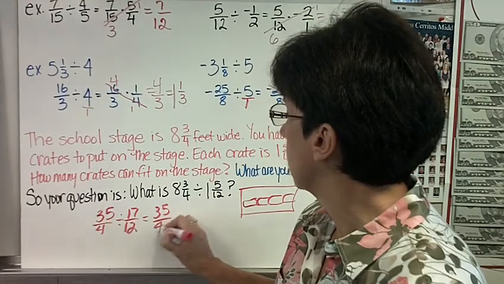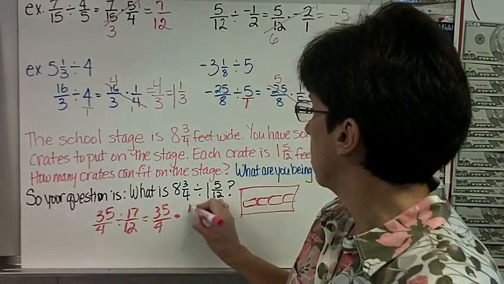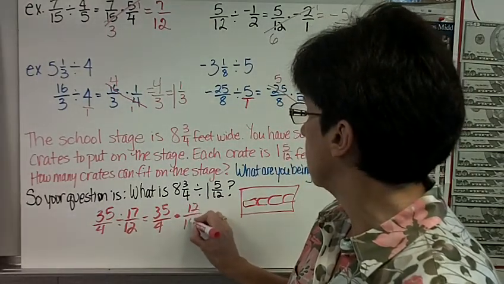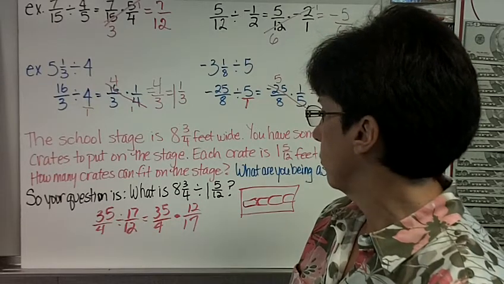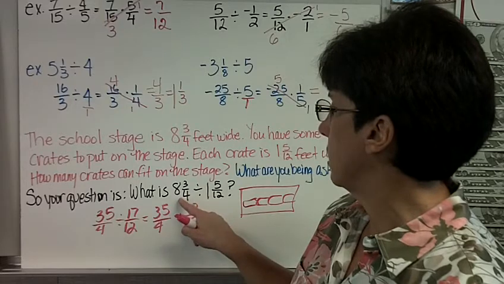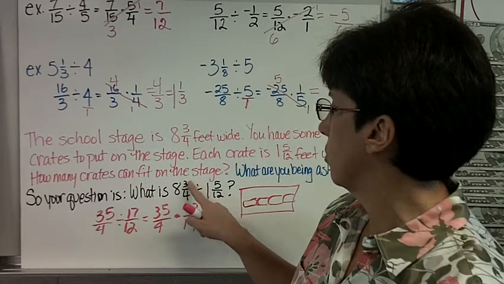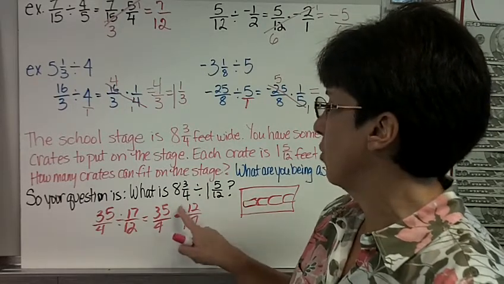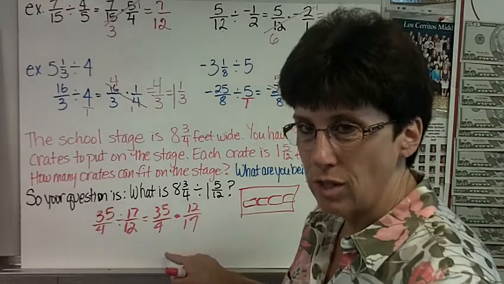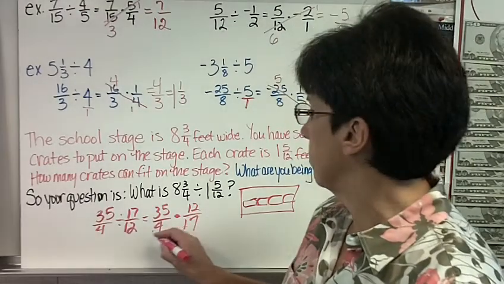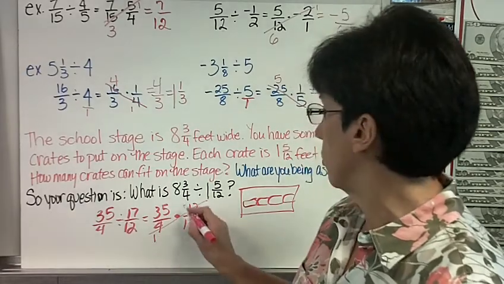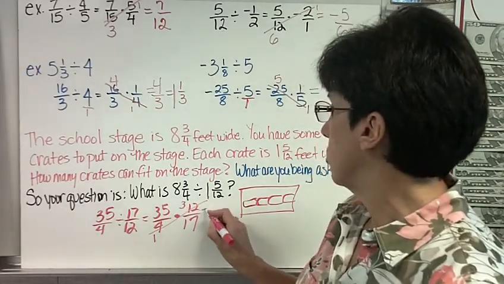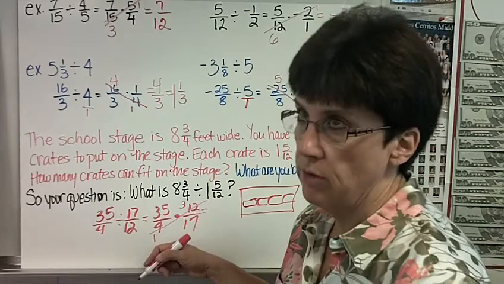35/4 times 12/17. Wow, wouldn't it have been nice if this was 34, because 17 times 2 is 34, and then it would have gone into that. But it doesn't. But 4 does go into 12. 4 goes into itself once, and 4 goes into 12 3 times. So now I have to multiply 3 times 35.